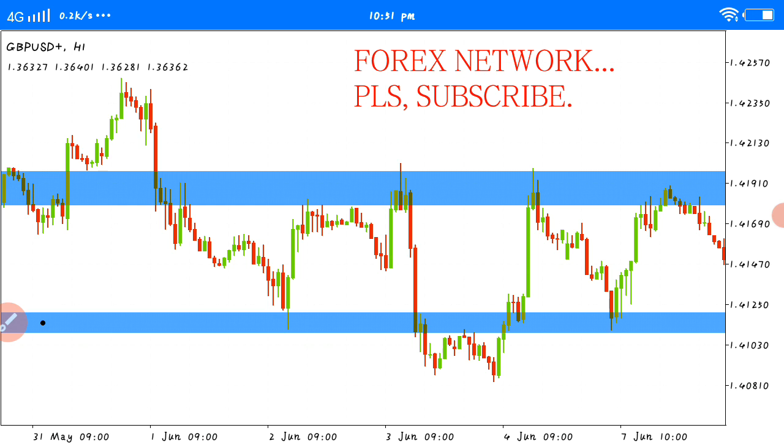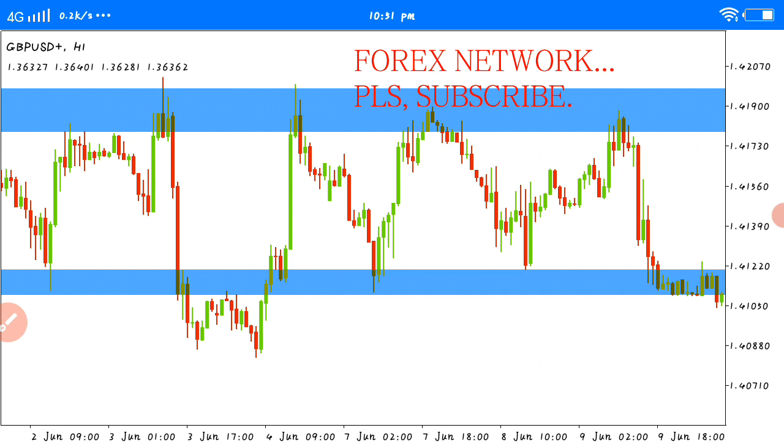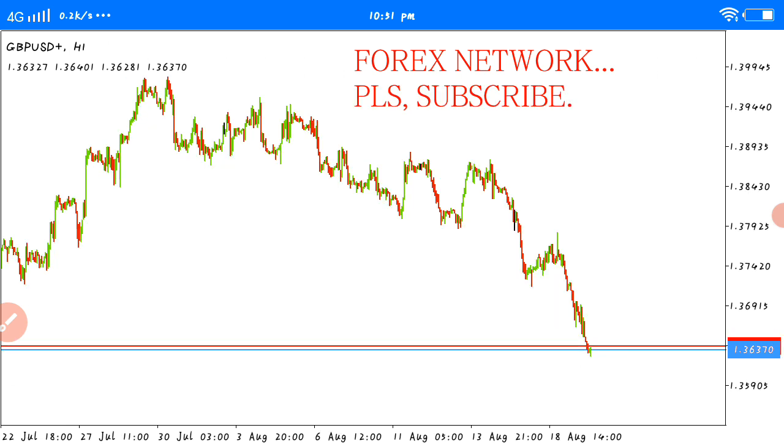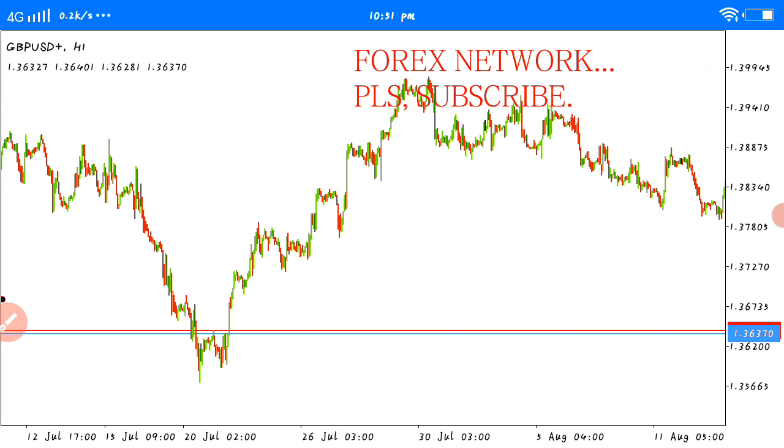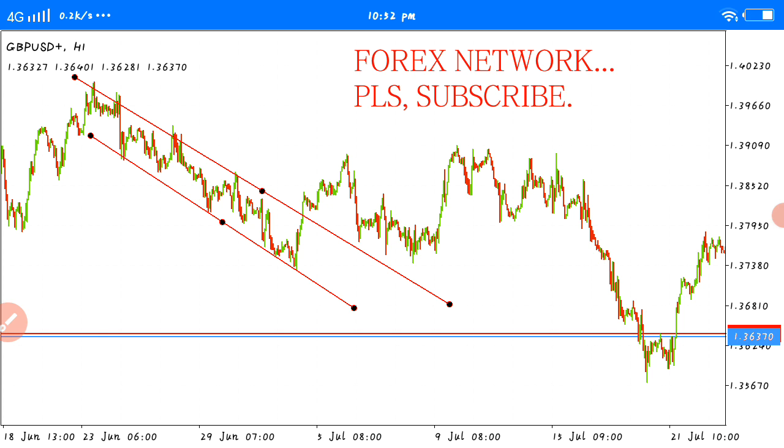So that's it for the support and resistance. That's actually how you trade it. So now let's go into another one. How do you trade it when the support gets broken? What happens to it? When the resistance gets broken, what happens to it? And that's what brought us to this.